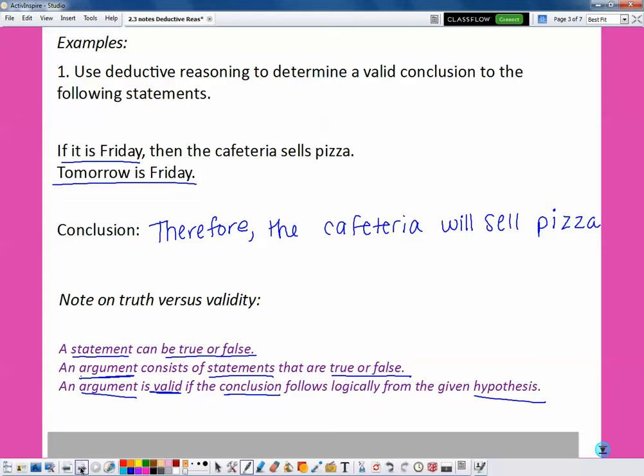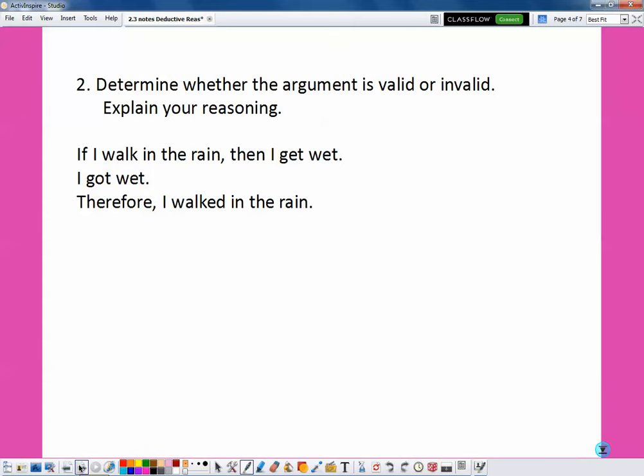So let's look at another example. Determine whether the argument is valid or invalid. If I walk in the rain, that's our hypothesis, then I get wet. That's our conclusion. I got wet. Well, that's related to our conclusion. Therefore, I walked in the rain. That brings us back to our hypothesis.